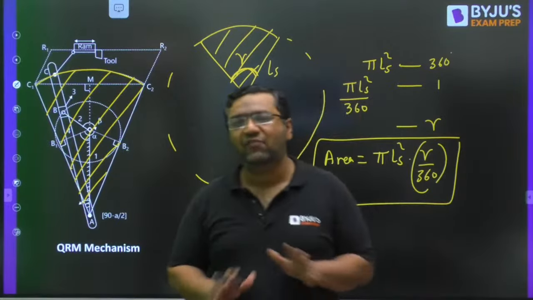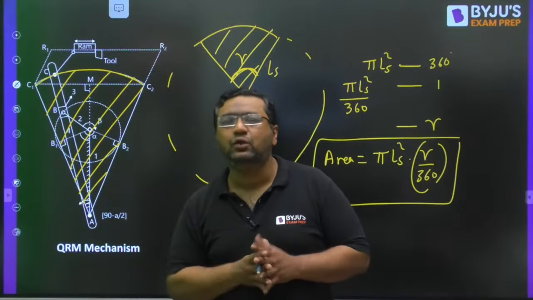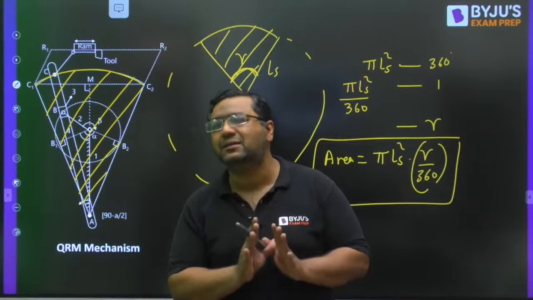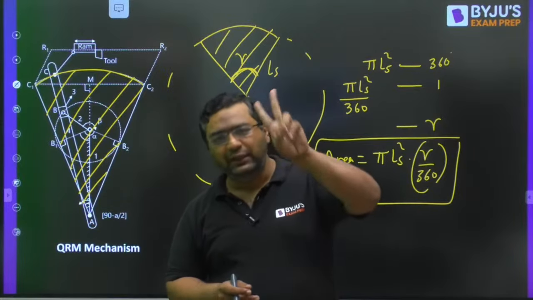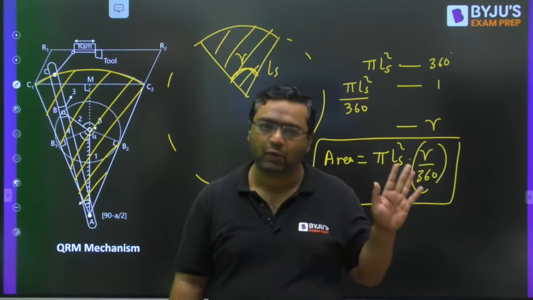So these are the results which are important from this topic. I derived it in front of you and explained it with the animation, but as a result, what you need to remember are only these two formulas for GATE and ESE objective.